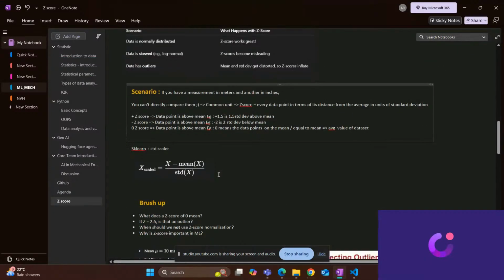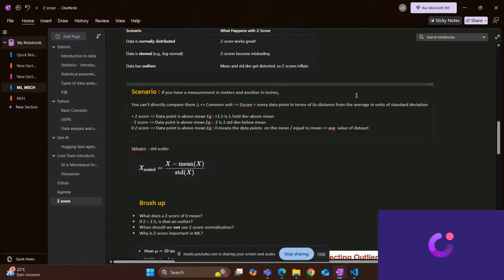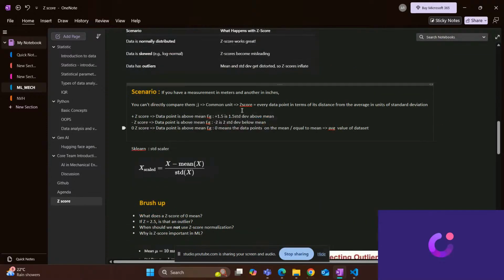So next, coming to a scenario, let us take a scenario where you have a measurement. Certain measurements are done in meters and certain measurements are done in inches. As I said here, we can compare two different features or two different values. So this is where we can use Z score.